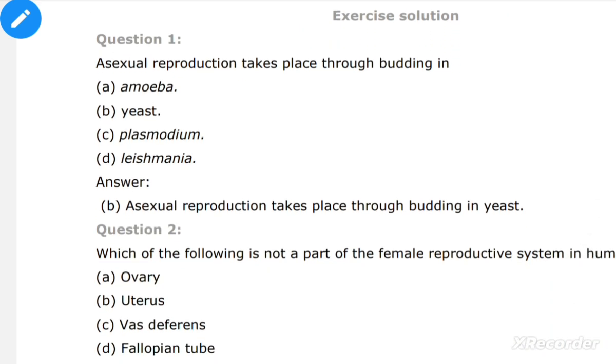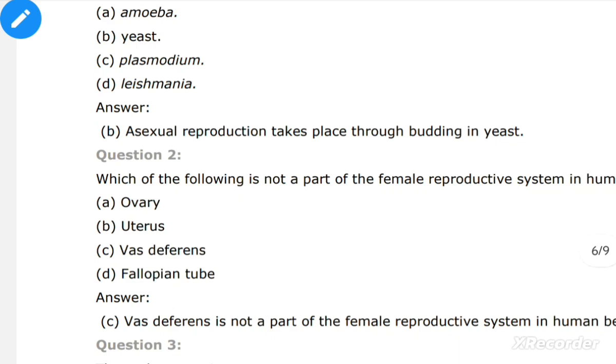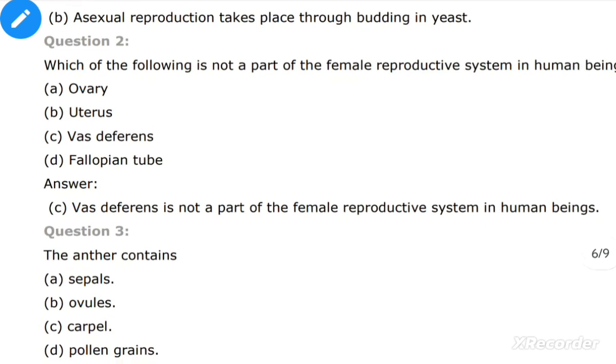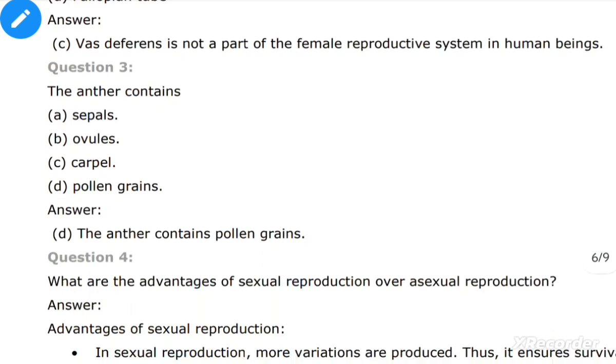Exercise questions are: asexual reproduction takes place through budding in; options are amoeba, yeast, plasmodium, leishmania. Answer: asexual reproduction takes place through budding in yeast. Question number 2, which of the following is not a part of the female reproductive system in human being? Options are ovary, uterus, vas deferens, fallopian tube. Answer C, vas deferens is not part of the female reproductive system in human being.